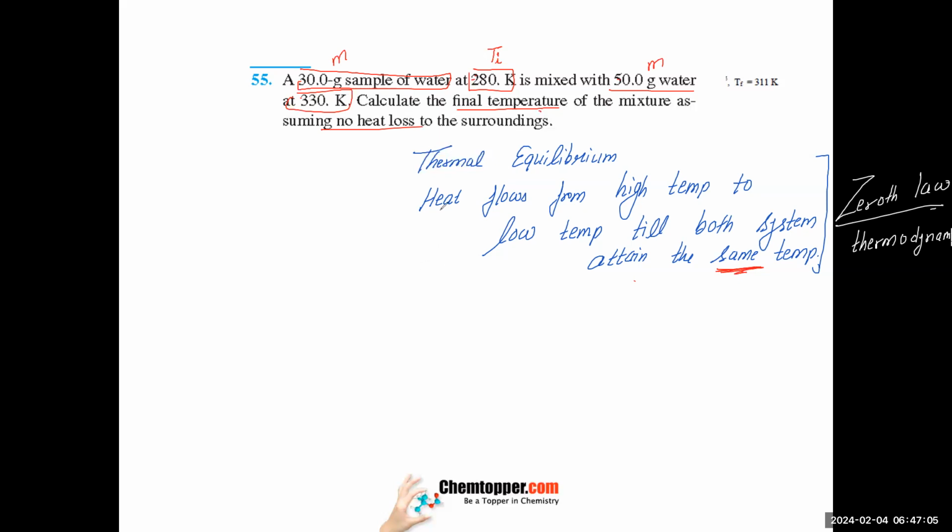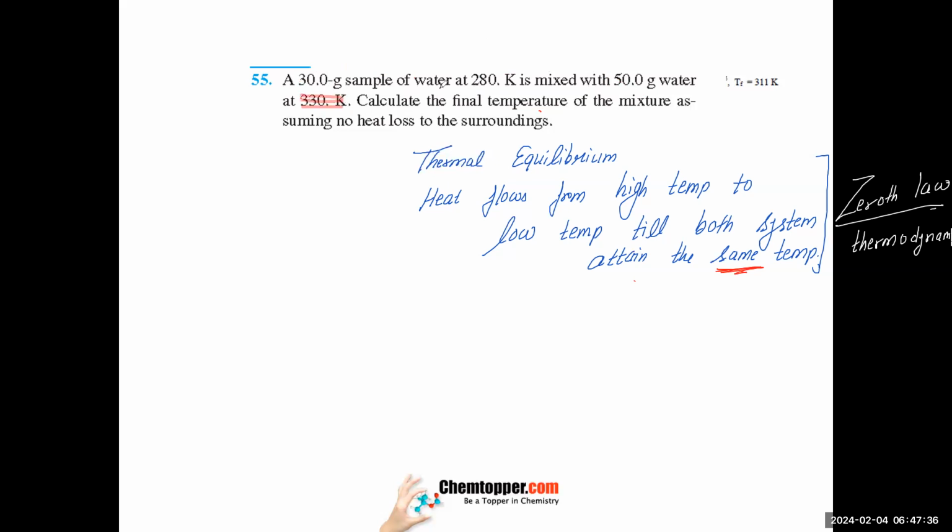Okay, so what happens, children? Who is going to lose the heat? From which system will heat flow to the other system? Which system? The 50 gram system or the 30 gram system? Which system is going to lose the heat? All of you, please try to answer. If you are not answering, then it means you are not understanding the question.